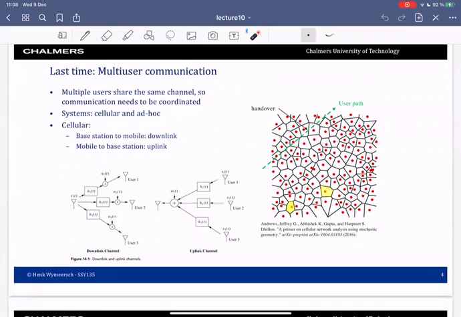Before we go into more detail, let's briefly recap last time. So last time we talked about multi-user communication, where multiple users share the same channel. So that means that their communication should be coordinated. We mainly focused on cellular communication, in which case we have communication from users to the base station, but not between users. Downlink communication refers to communication from the base station to the user, and uplink from the users to the base station. We saw that in a large network there will be multiple base stations and users need to be handed over between base stations. We've also seen the concept of frequency reuse, where base stations use the same frequency, but they have to be spread sufficiently far apart to not cause too much interference.